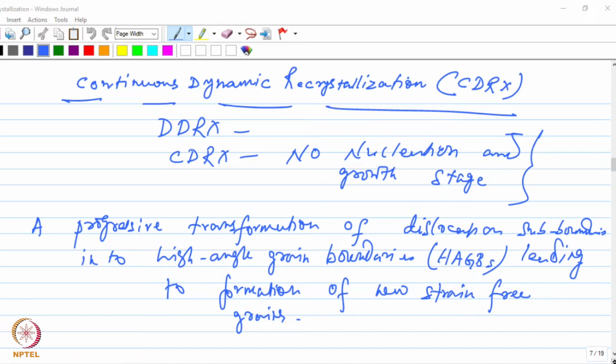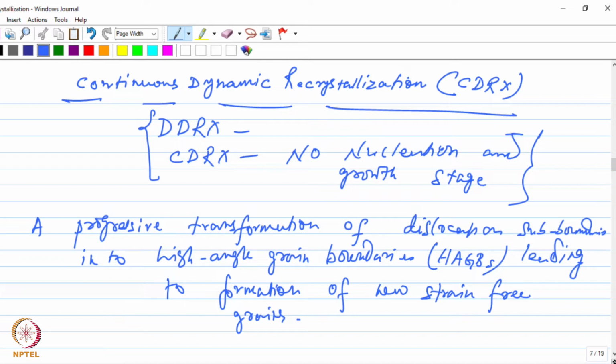So we have been talking about this phenomenon called dynamic recrystallization. And we have seen that there are different forms of this phenomenon. These are DDRX, CDRX, and GDRX. Okay, discontinuous dynamic recrystallization, continuous dynamic recrystallization, and geometric dynamic recrystallization. So far we have covered these two, DDRX and CDRX, and we have also talked about the mechanisms through which the nucleus forms in these two cases.